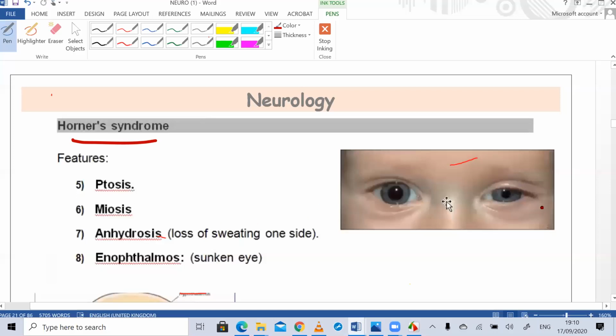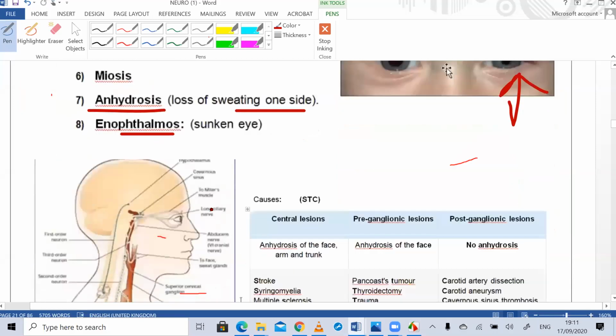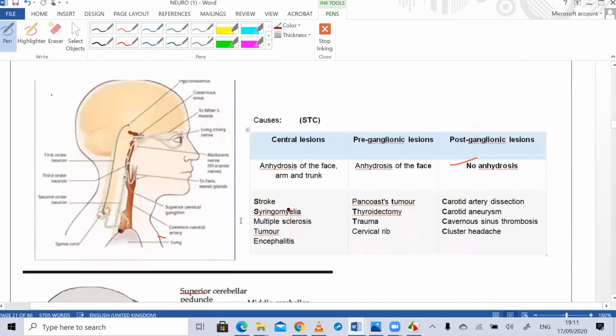Horner syndrome. The features of Horner syndrome, as you said, in this patient, you see ptosis, miosis, and what? Anhidrosis, loss of what? Loss of sweating, and enophthalmos, sunken eye. Okay, so why has this happened? Because of the sympathetic chain affection.